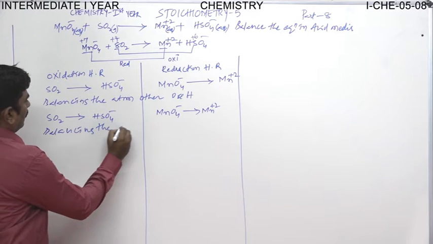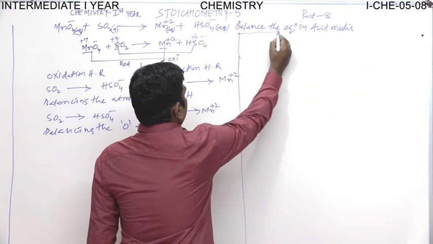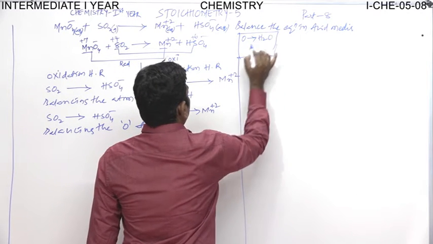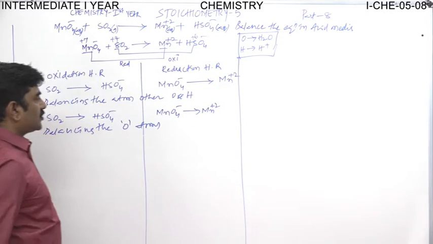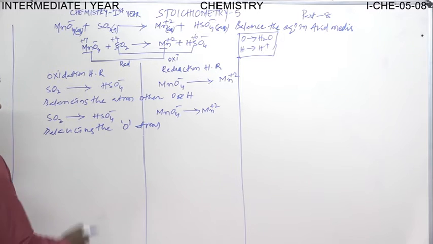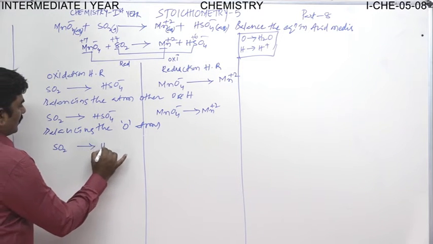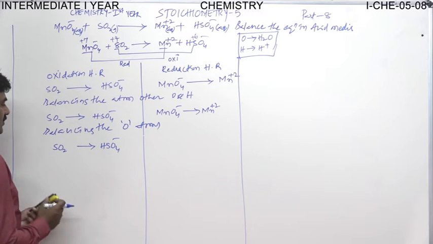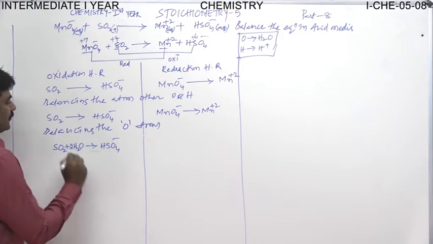Next one, balancing the oxygen atoms. What is the condition? For oxygen atoms, we have to add H2Os. For hydrogens, we have to add H+. Oxygens కొరకు ఏం చేద్దాం? H2Os కలుపుదాం. Hydrogens కొరకు ఏం చేద్దాం? H+. So SO2 gives HSO4 minus. This side 2 oxygens, this side 4 oxygens. Therefore, this side we have to add how many water molecules? 2 water molecules. Therefore, 2H2O.